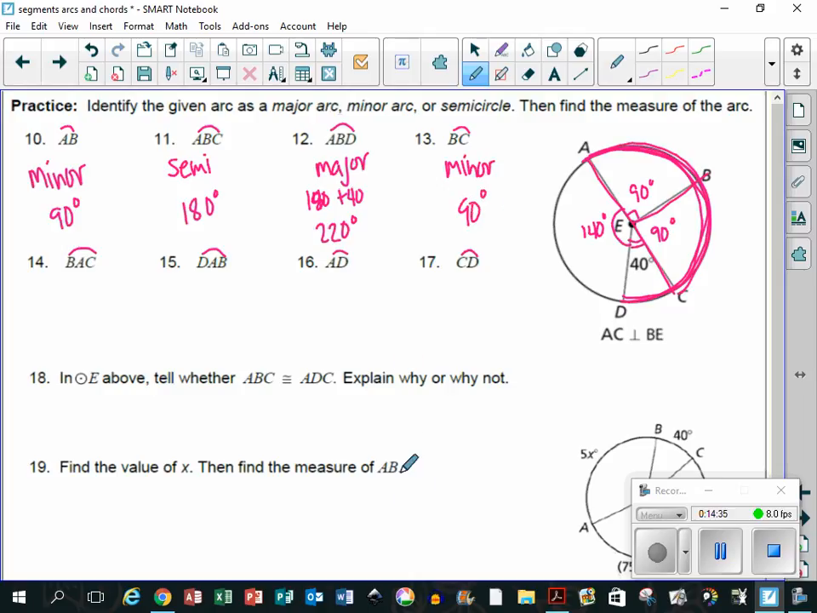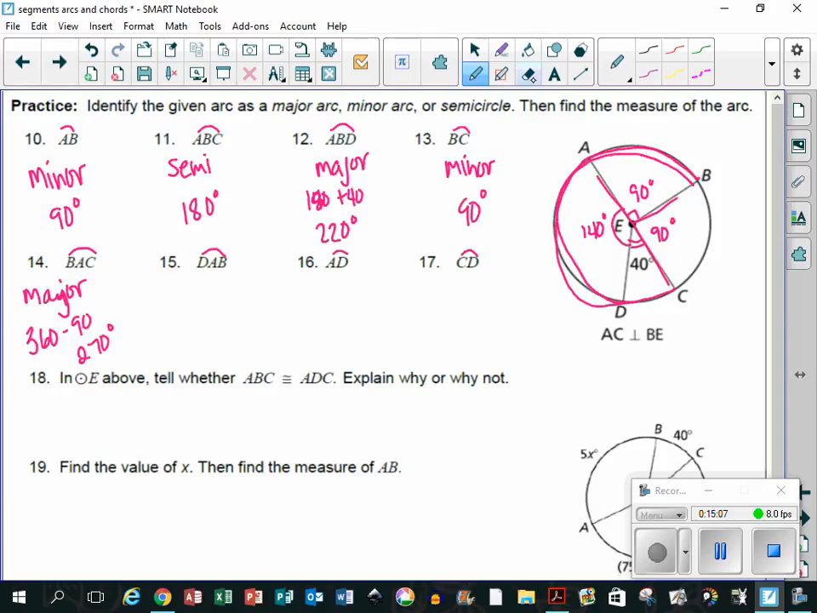All right, so now we got BAC. Let me erase some of these lines on here, I got too much. A tells me where to go next, and then it tells me to go all the way around to C. So that's 360 minus 90. This is major because it's more than half the circle. So 360 minus 90 is 270.